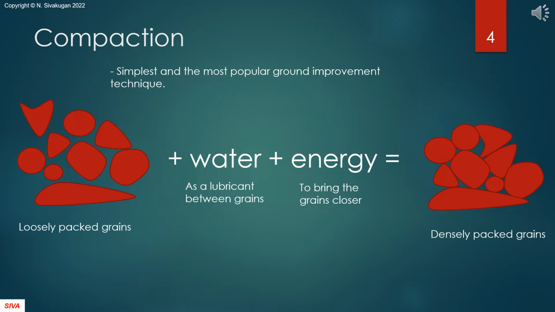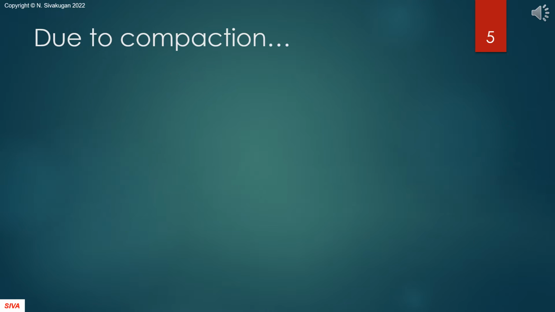In compaction, we add water to act as a lubricant between the soil grains to facilitate the compaction process, and apply some external energy in the form of a force, impact or vibration to densify the soil.